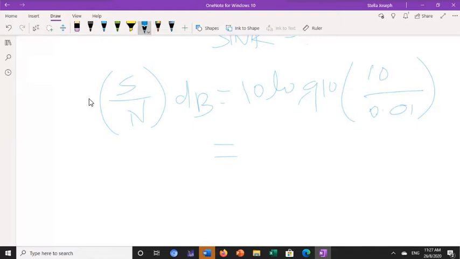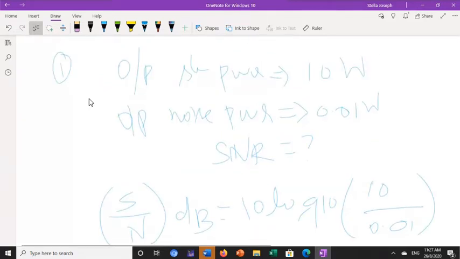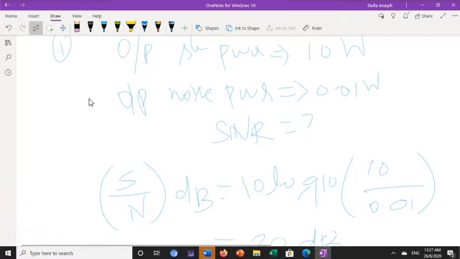So how will you represent 30 in decibel? 30 dB. This is very important. Simple problem, this can be asked in your question paper. Output signal power they have given, output noise power they have given. So the formula will be S by N dB is equal to 10 log 10 of 10 divided by 0.01.